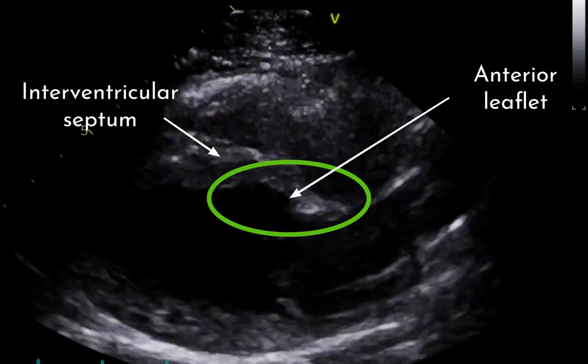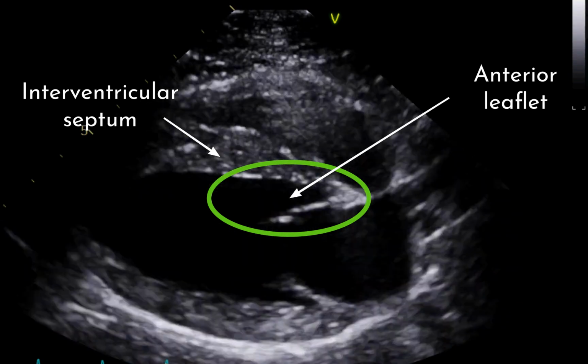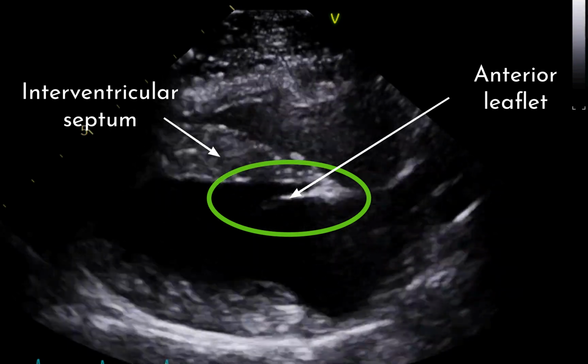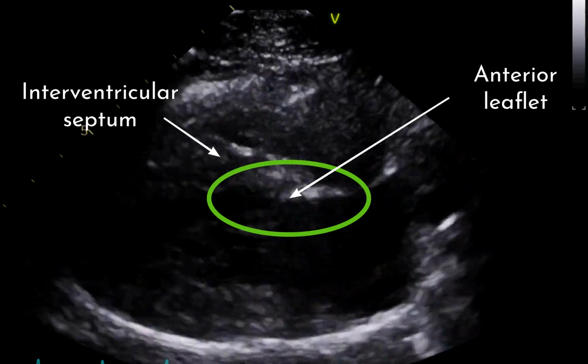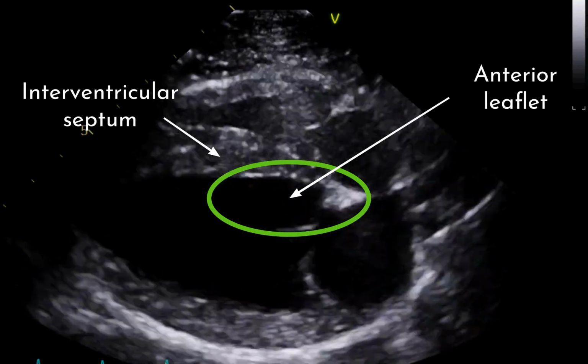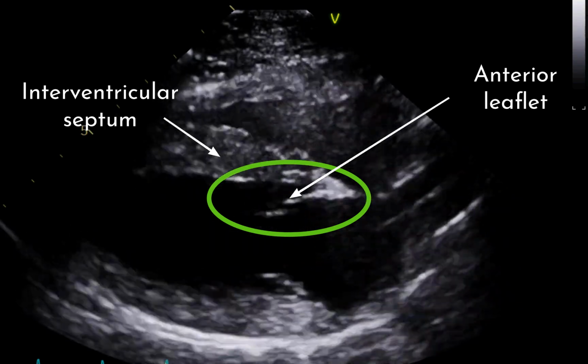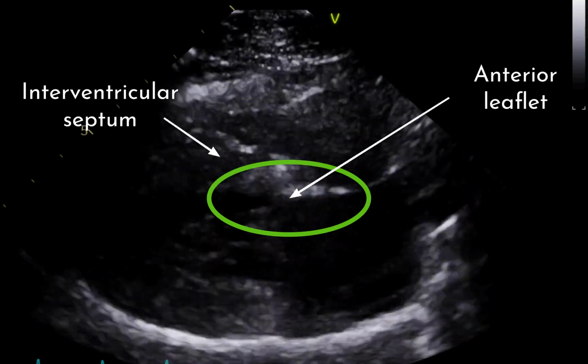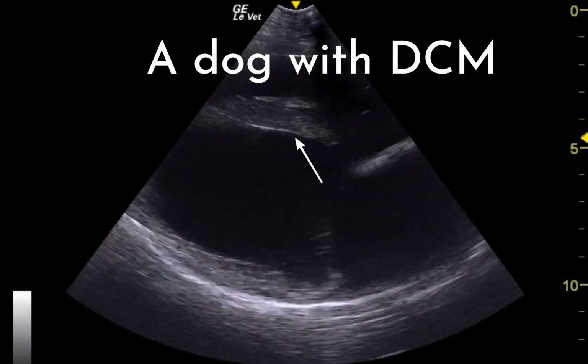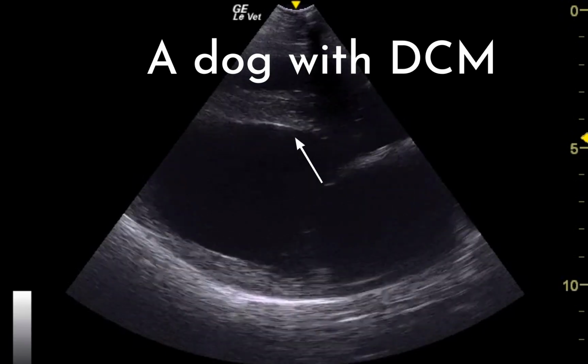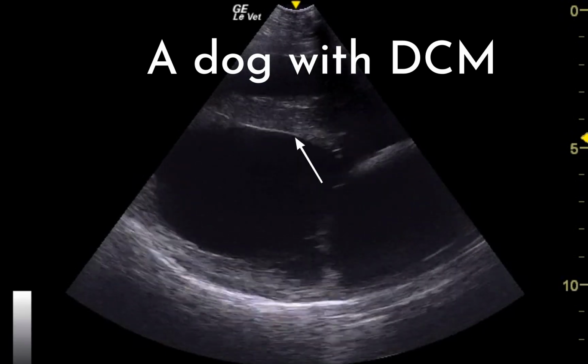Normally, the anterior leaflet should come closer to the interventricular septum because lots of blood is moving through the mitral valve during diastole. If the leaflet approximates the septum, the function is good. If the distance between the leaflet and the septum is large, the LV function is likely decreased.